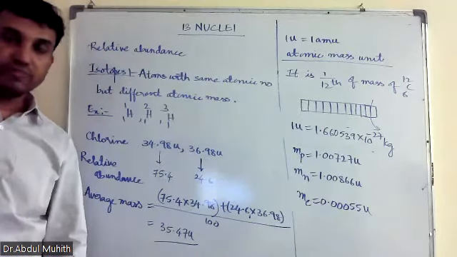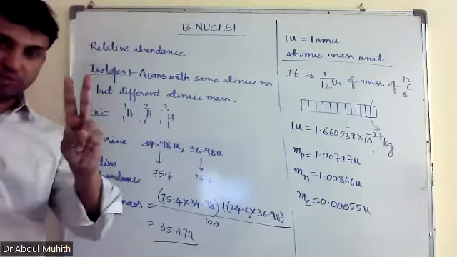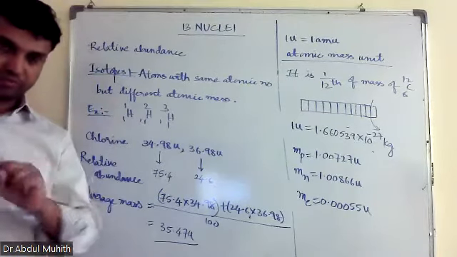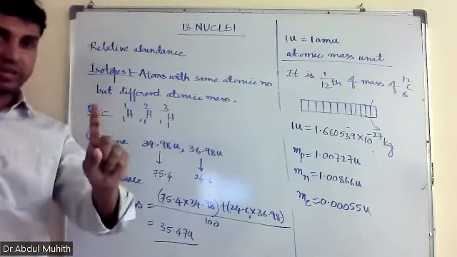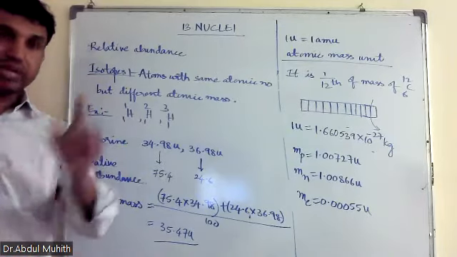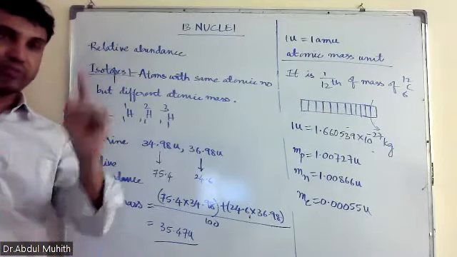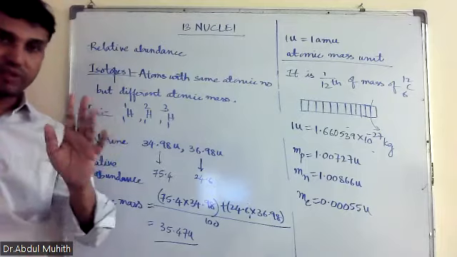No, sir. See, there are two isotopes of chlorine. A simple example: one is 35, one is 37. But in the periodic classification table they write 35.5 for chlorine. Is it not? Everyone knows about it.